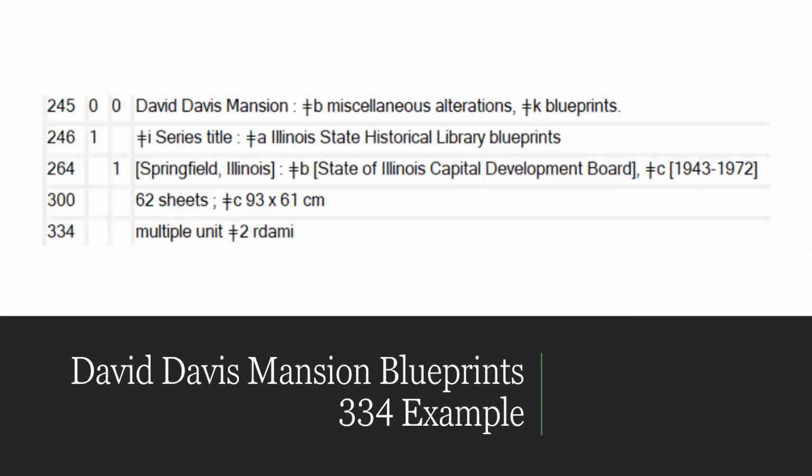So here's an example of the MARC field 334, and this time we've got multiple unit in the 334 because there were 62 sheets of blueprints in this collection. Now Eric is going to talk to you about the 340 field.